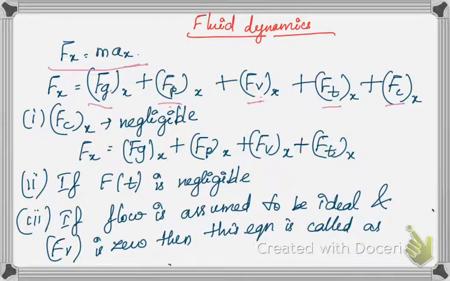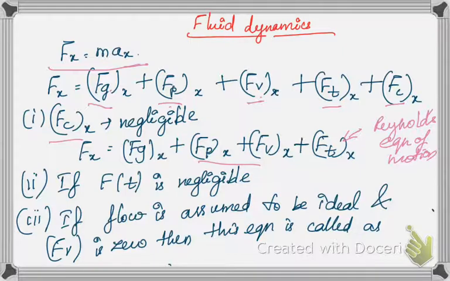And when we assume that the force due to compressibility is negligible, then in our net force equation I am omitting Fc of x and writing the equation like this. We get this equation, and this equation is known as Reynolds equation of motion.